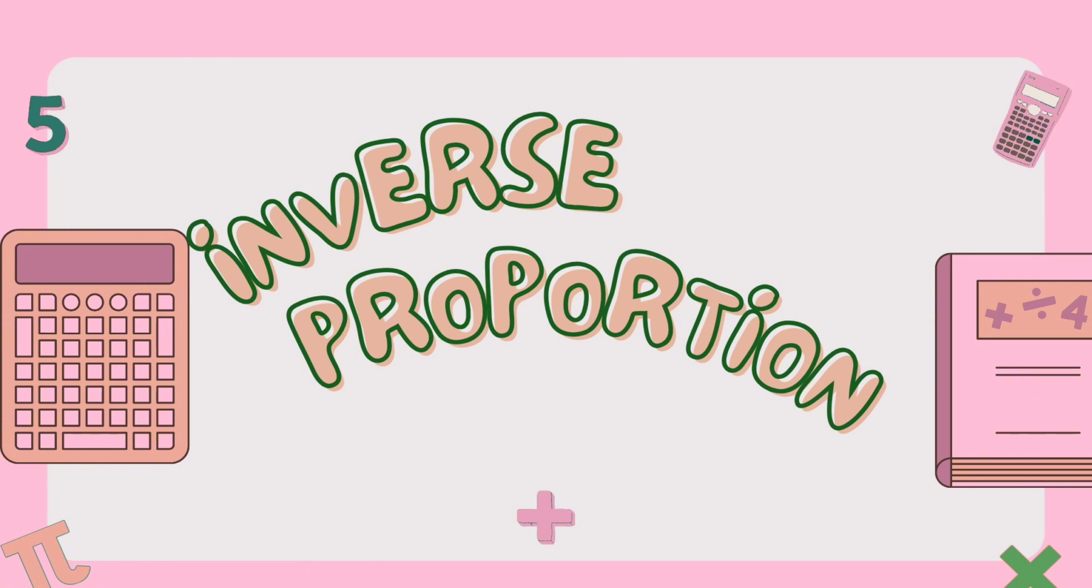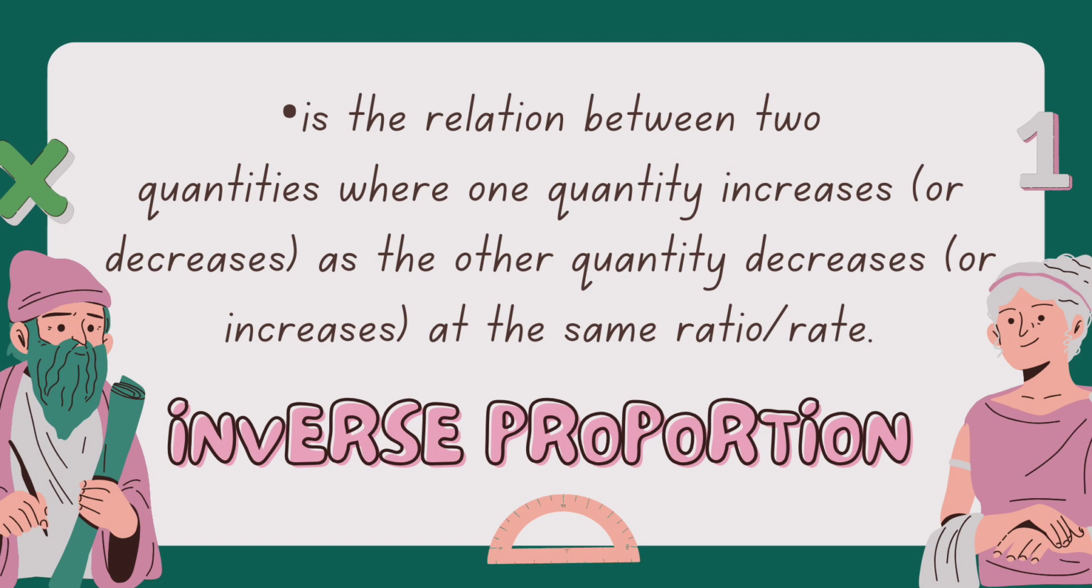What is inverse proportion? Inverse proportion is the relationship between two quantities where one quantity increases or decreases as the other quantity decreases or increases at the same ratio rate. So, dito, sa inverse, hindi siya katulad ng direct. Pag tataas, tataas rin. Kapag bababa, bababa rin. Pero sa inverse kasi, baliktaran. Pag tataas yung isa, bababa yung isa. Pag bababa yung isa, tataas yung isa.